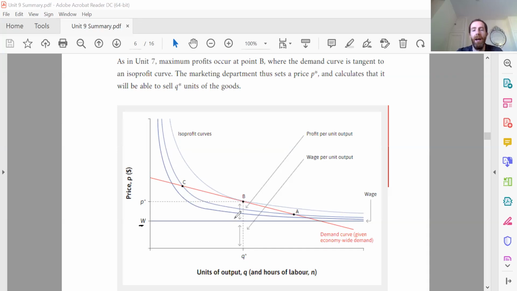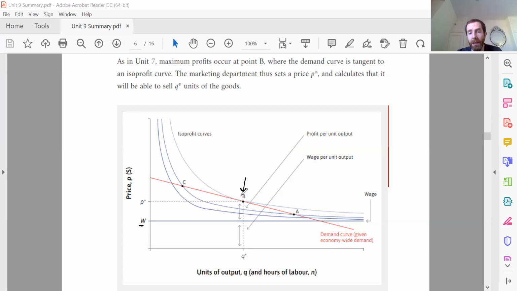As we have seen in Unit 7, and in lots of units so far, how is the firm going to make its decision? Well, it wants to be on the highest possible ISO profit curve, right? So what is the thing that constrains the level of profits? Well, it's the level of demand. So the firm is going to choose a price somewhere along this demand curve where they achieve maximum profit. They're going to choose the place where the demand curve is tangent to an ISO profit curve, and that's going to be right here at point B.